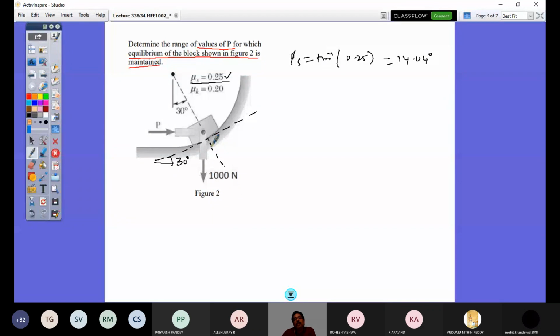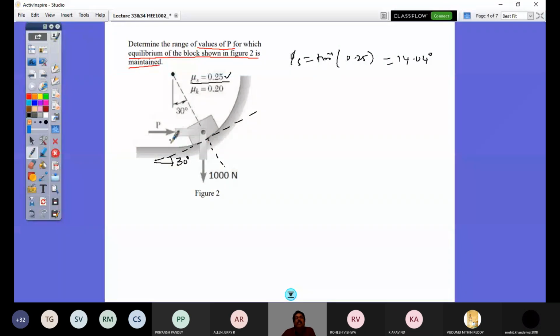We have solved the problem of block on slope, but now it is not a slope, it is a curved surface. So the slope on a curved surface will vary at every point according to this dimension. So this angle 30 degrees is now dictating the slope angle 30. If this angle 45 degrees is oriented, then the slope is 45 degrees. So that is the relation here that we have. Right. So for the given instant, when you want to maintain the equilibrium, what would be the range of value of P? That is asked.